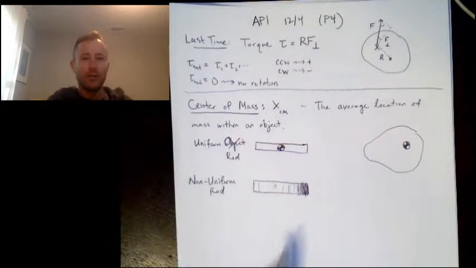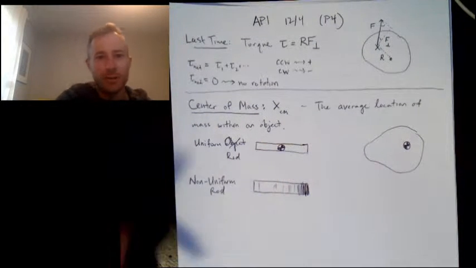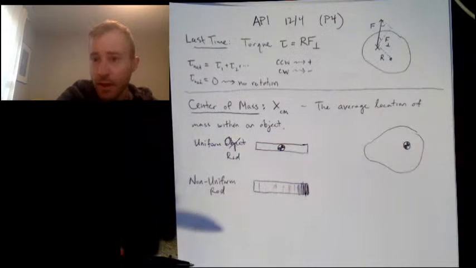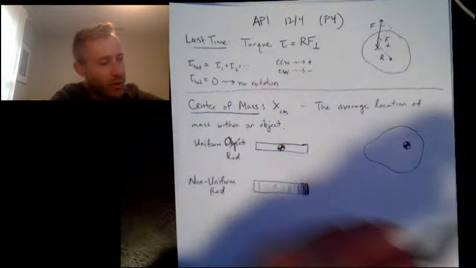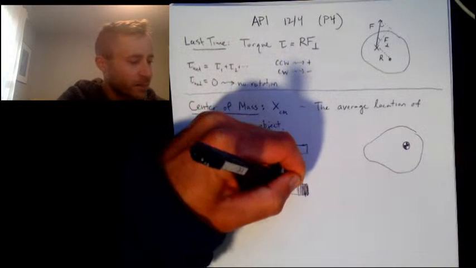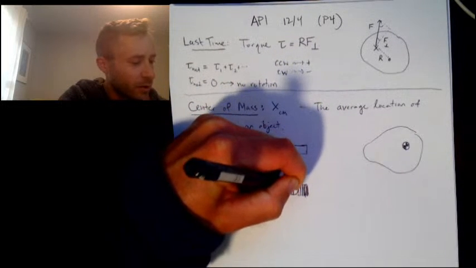Something like that. See how I'm trying to represent this as a gradation in the amount of mass. So there's more mass on this side. If there's more mass on one side, then that's going to shift the center of mass towards that side. So maybe the center of mass is right here now because of that.